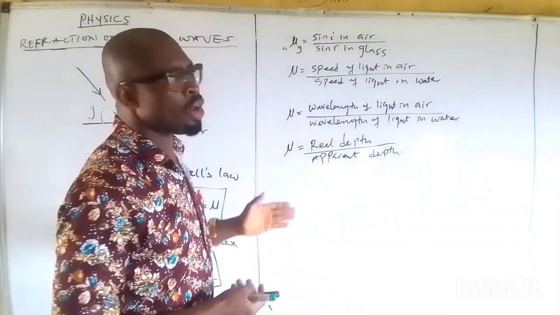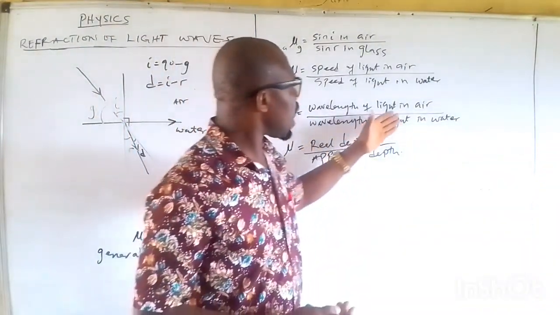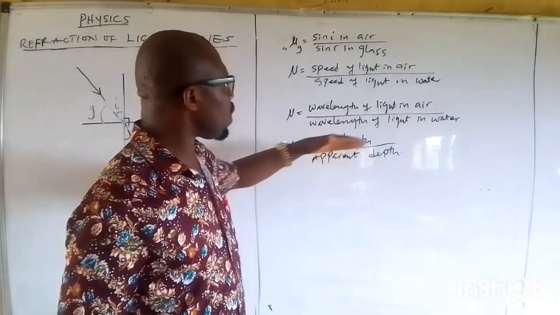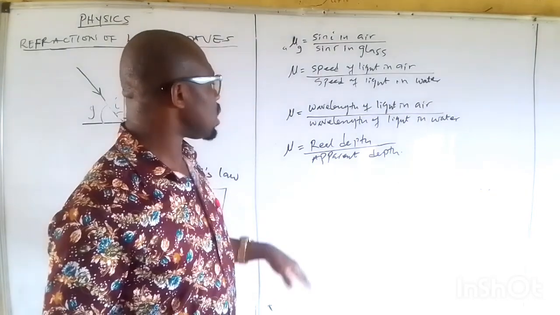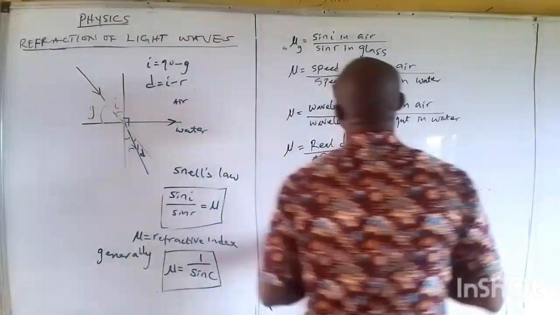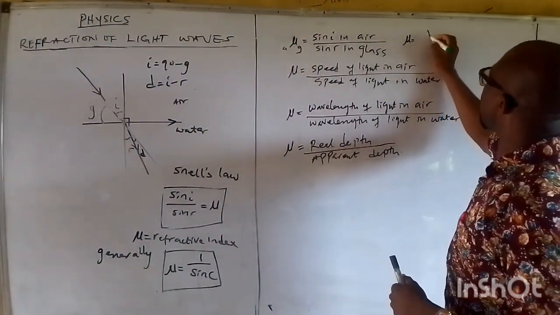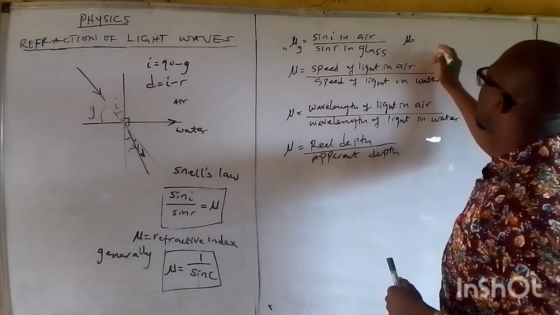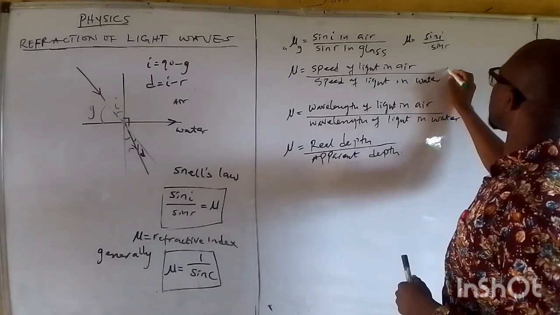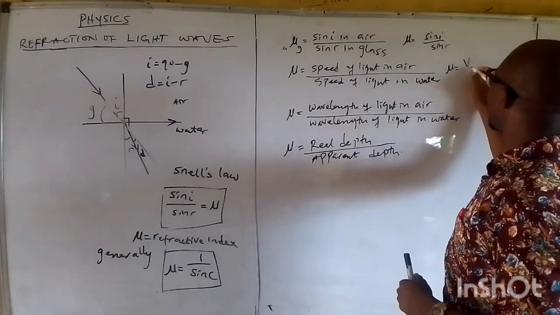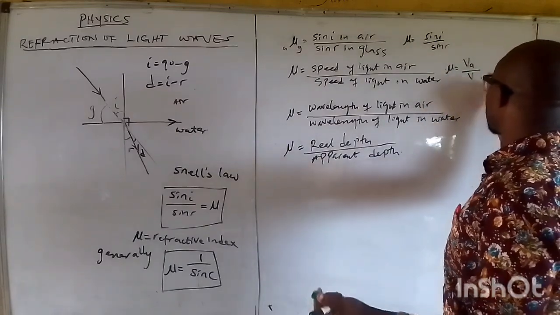We also have the formula that says refractive index is equal to the wavelength of light in air all over the wavelength of light in water. We have one that says real depth all over apparent depth is equal to the refractive index. So we can say mu is equal to sine i all over sine r. Here we can say mu is equal to the velocity of light in air all over the velocity of light in water or in glass, as the case may be.